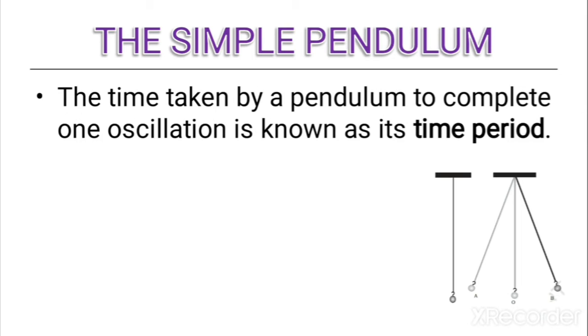Now, the time required to complete this one oscillation is called the time period. What is it called? Time period. I will repeat, the time taken by a pendulum to complete one oscillation is known as its time period.